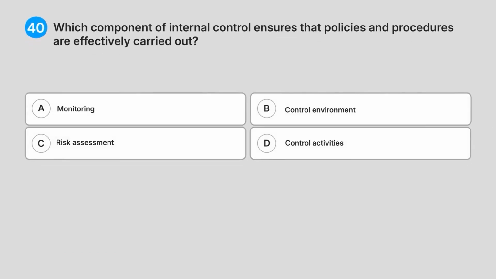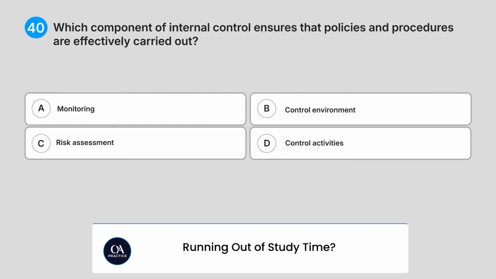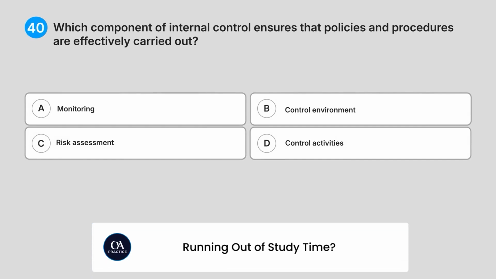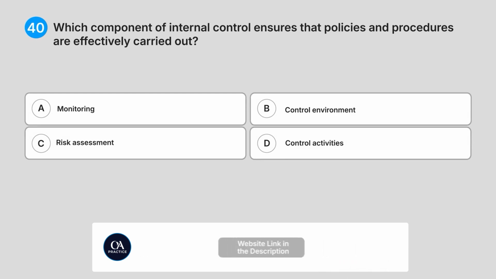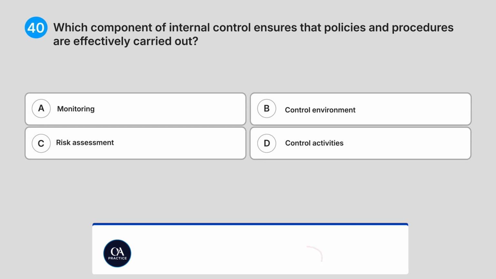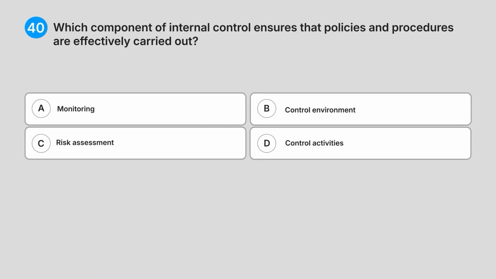40. Which component of internal control ensures that policies and procedures are effectively carried out? A. Monitoring. B. Control environment. C. Risk assessment. D. Control activities.